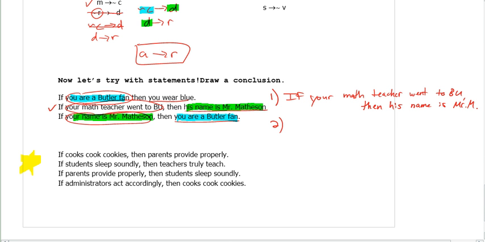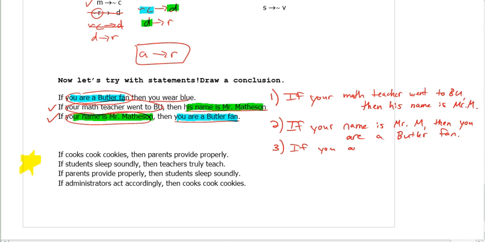Okay, match the green up with the green. So we're going to go with that one, and we're going to say if your name is Mr. Matheson, then you are a Butler fan. Okay? Use that one down. Just make sure you connect your blue with your blue on the tops. And then we're going to say if you are a Butler fan, then you wear blue.